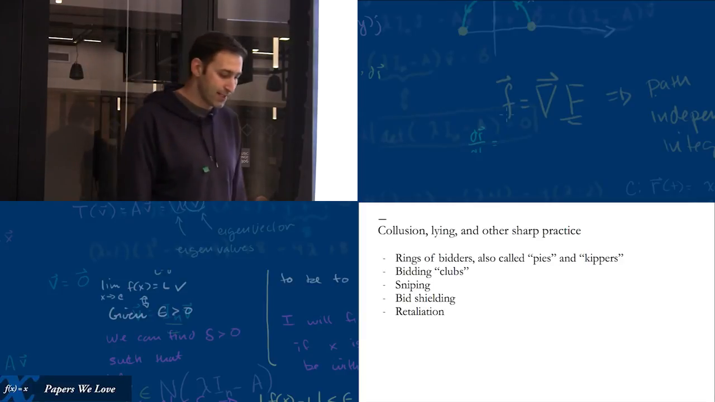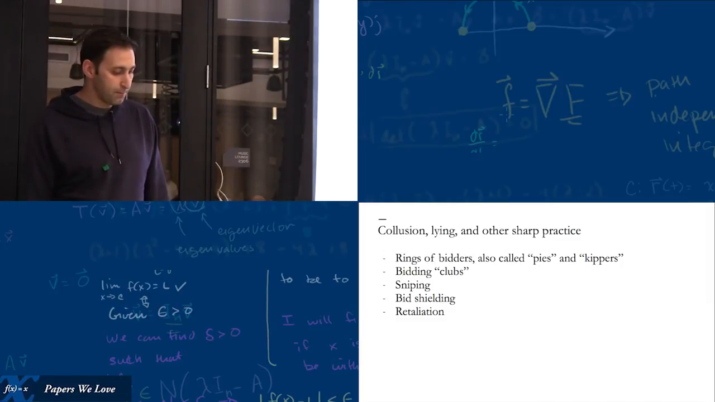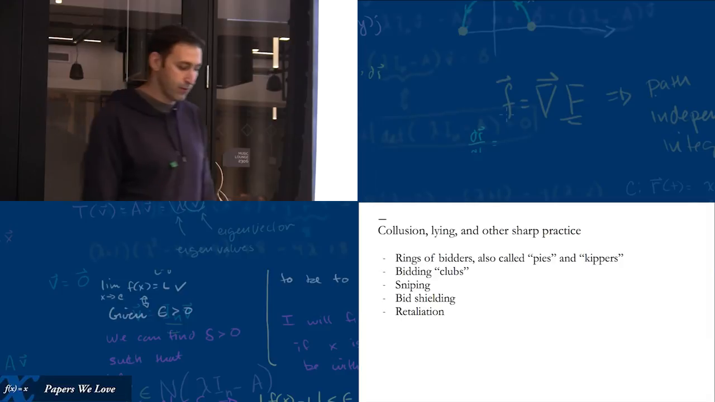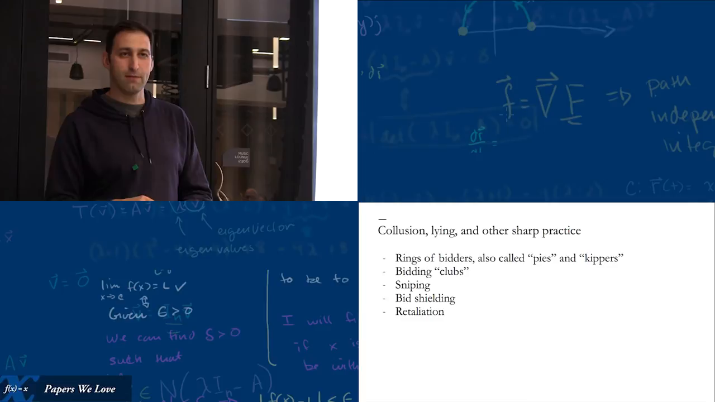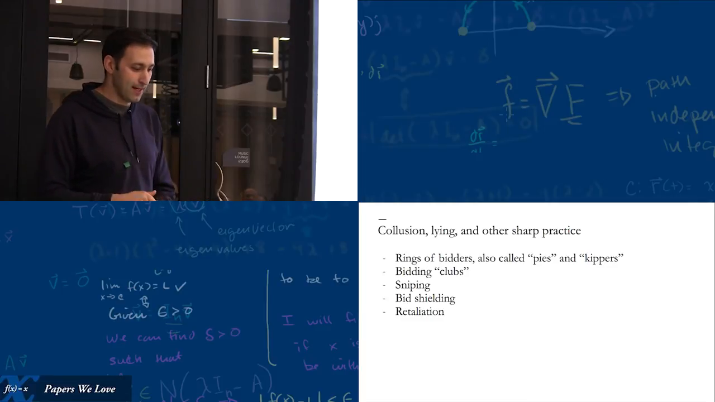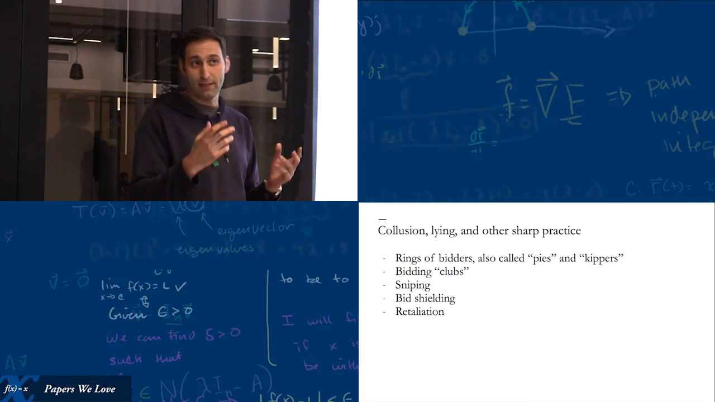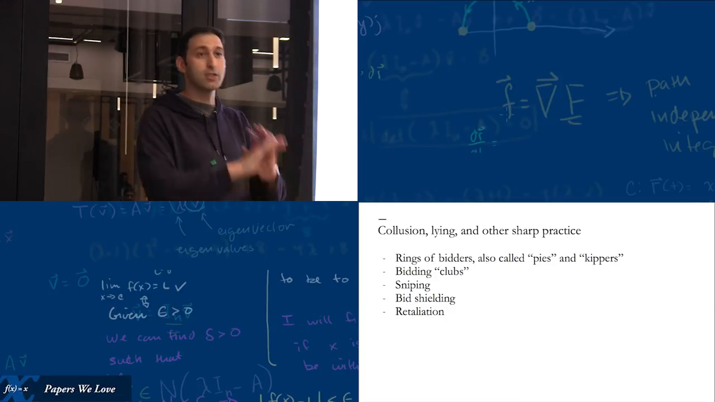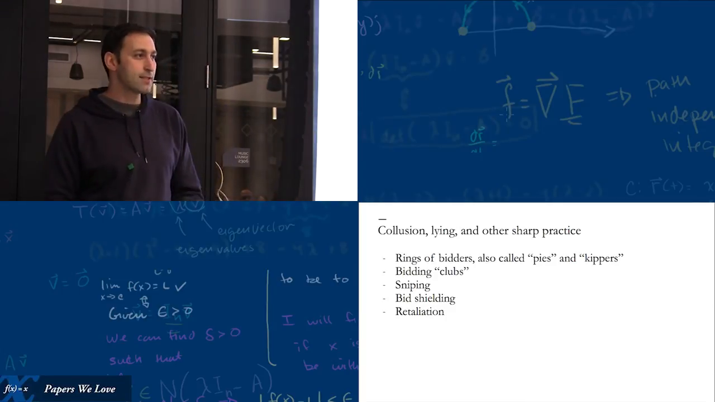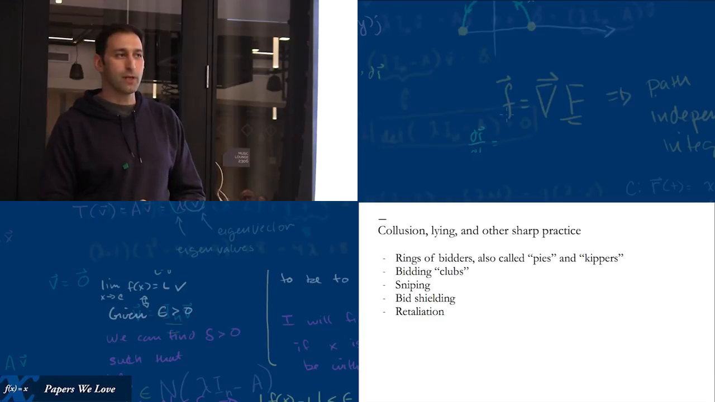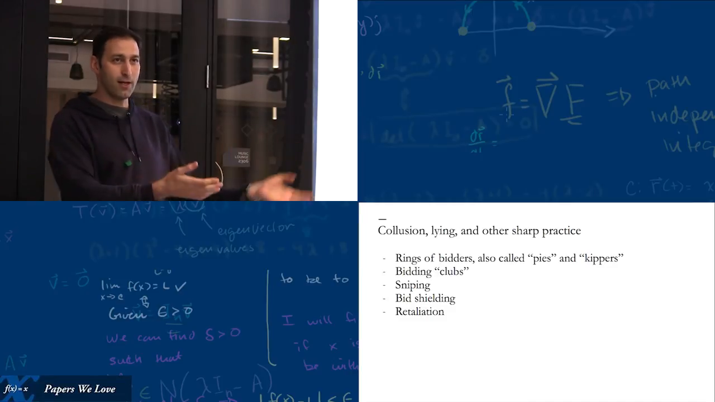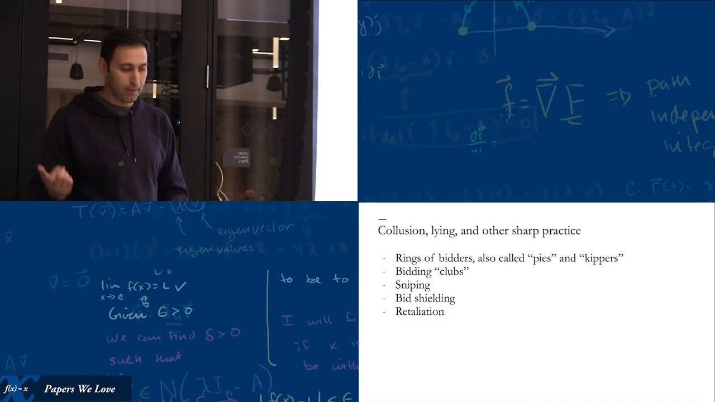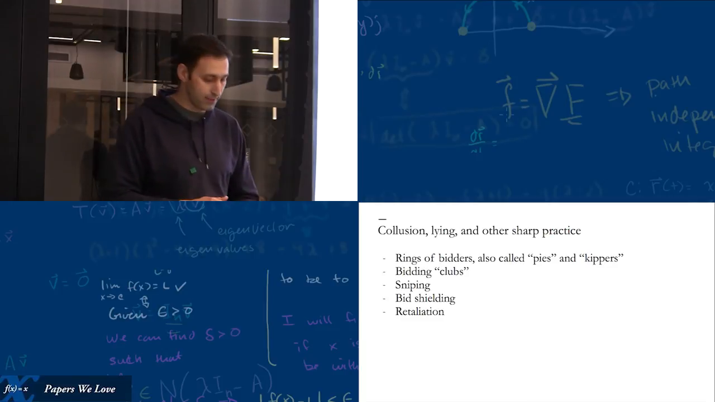That ring, also known as a pie or kippers, will agree up front that we are going to get a lot, and then we're going to re-auction it just amongst ourselves. We can even resell the lot after we bought it and divide the proceeds. If we know the price of something and we all don't bid too high, we get the lot, sell it for much more to somebody who was in the room or not in the room, and then divide the proceeds.